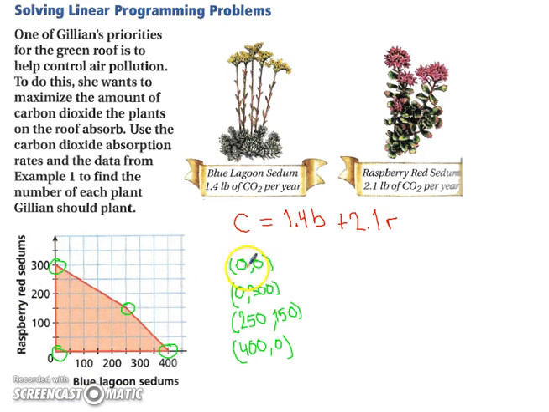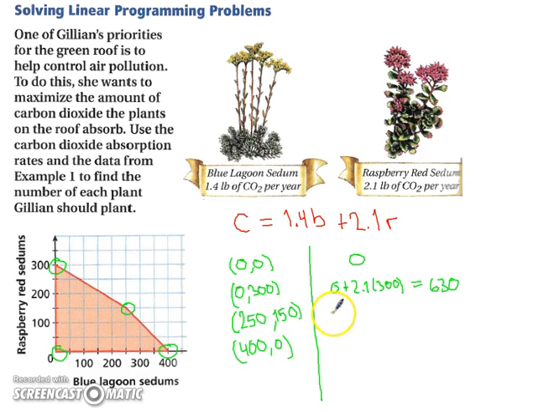When you find your vertices, you're going to substitute your vertice value, so the 0, 0, into your objective function to either maximize or minimize depending on what they're looking for. So for this one, we have 1.4 times 0 plus 2.1 times 0. Well, that's 0. Then we have 1.4 times 0 plus 2.1 times 300. So we end up with 0 plus 2.1 times 300, which provides 630.